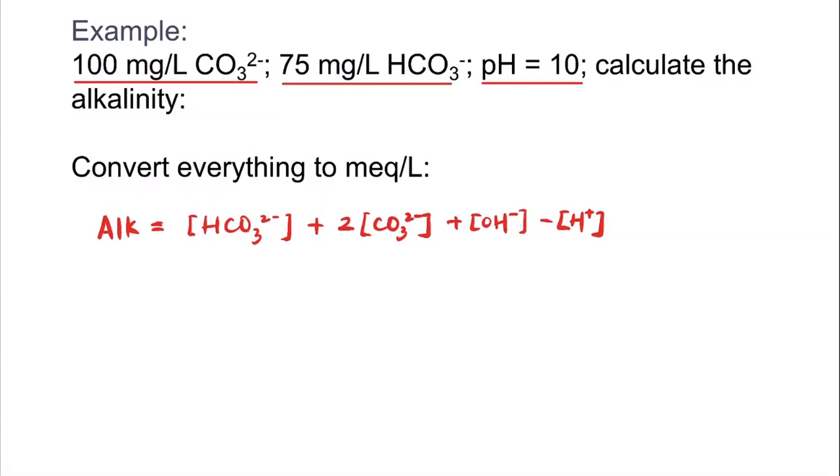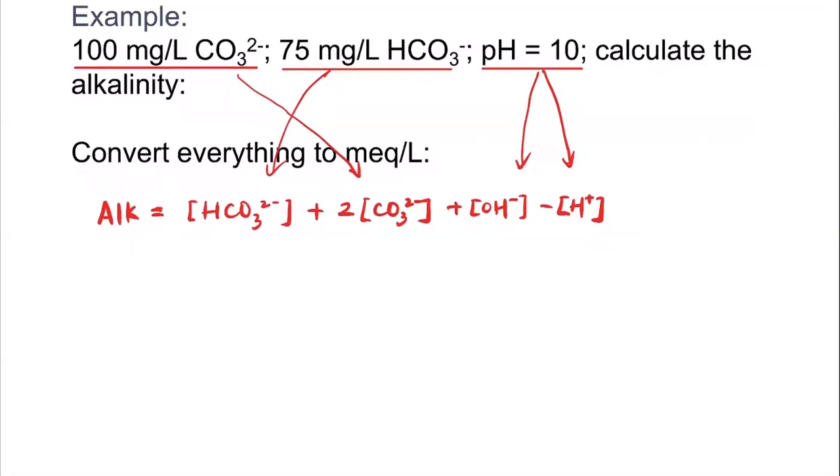So basically, we need to convert that one to here, this one to here, and then regarding the concentration of OH and hydrogen ions, that's dependent on the pH, right? We briefly showed that earlier. So then how do we do that?